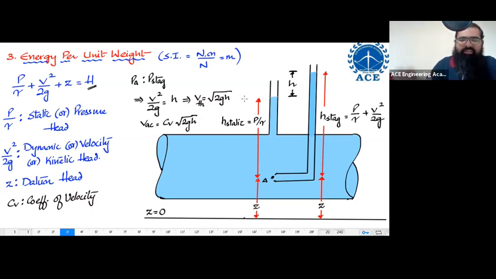Okay. This is regarding the concept of energy per unit weight along with the concept of pitot tube with piezometer in order to measure the local velocity in a particular flow. I hope this is all clear to you. You can take a snapshot of this.